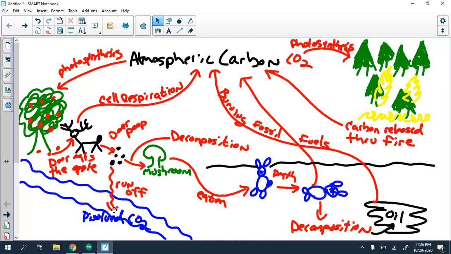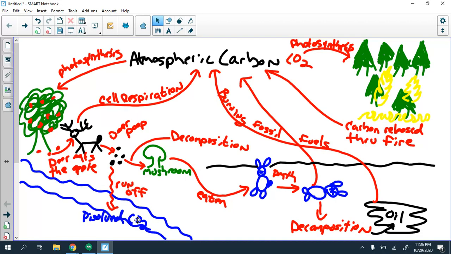So the big takeaway here, all of this matter that makes up all the stuff cycles through the atmosphere, cycles through living things and through non-living things. Now just think, when we had living forms such as the apple, right, the deer, the mushroom, we also had non-living forms like the oil and the atmospheric carbon and the carbon dissolved in the water.